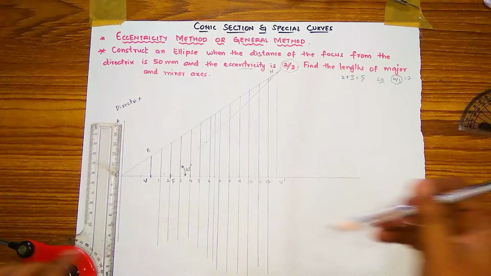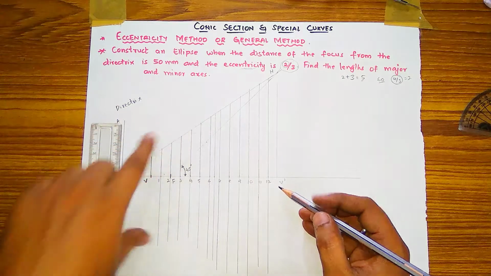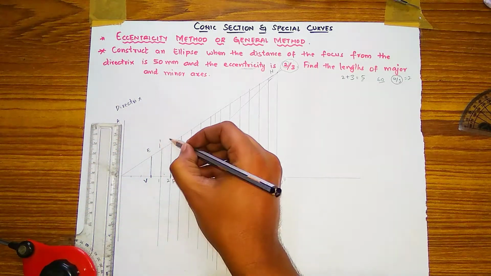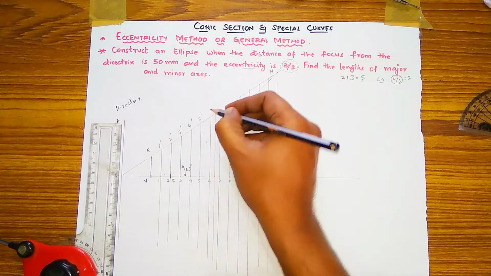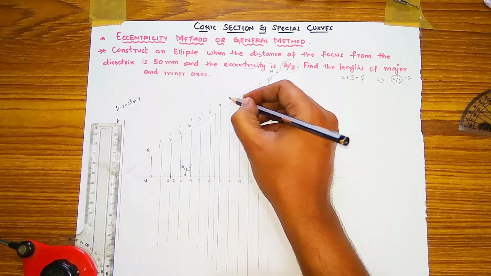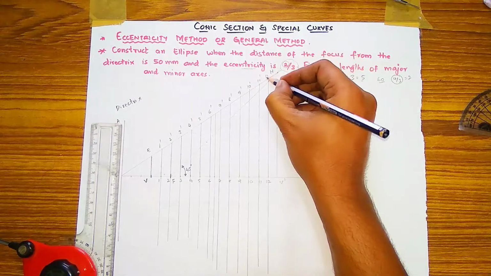Then after numbering here, you have to number it here. Here also you have to number it. This one will be 1 dash, 2, 2 dash, 3 dash, 4 dash, 5 dash, 6 dash, 7 dash, 8 dash, 9 dash, 10 dash, 11 dash, 12 dash.